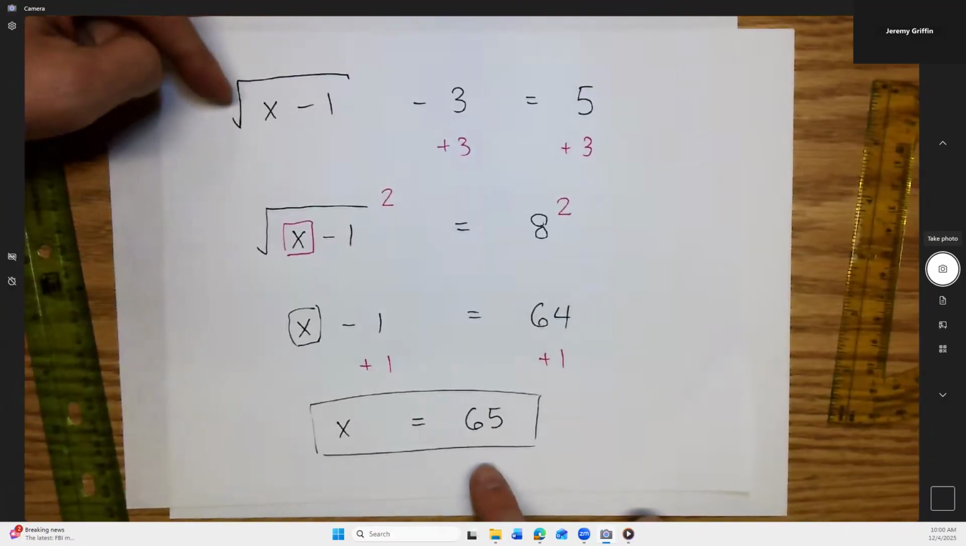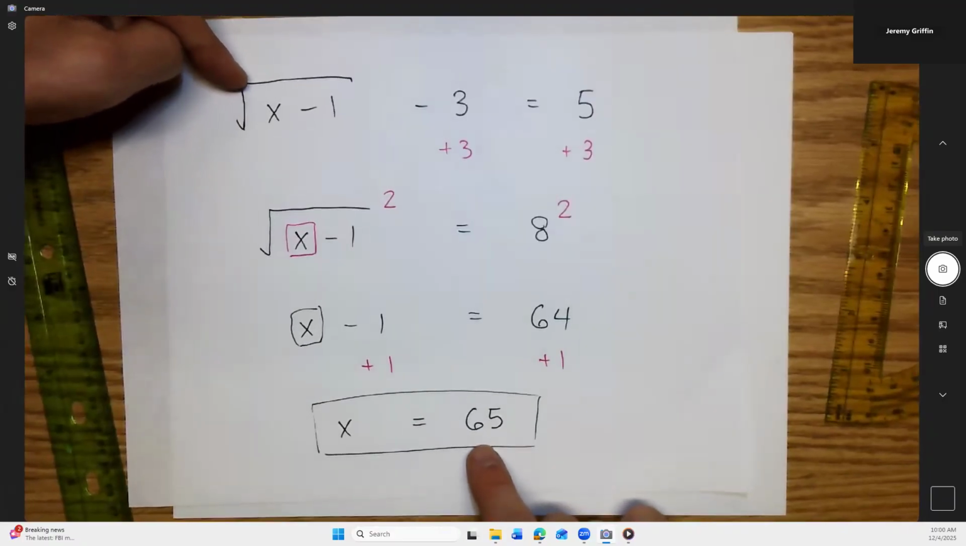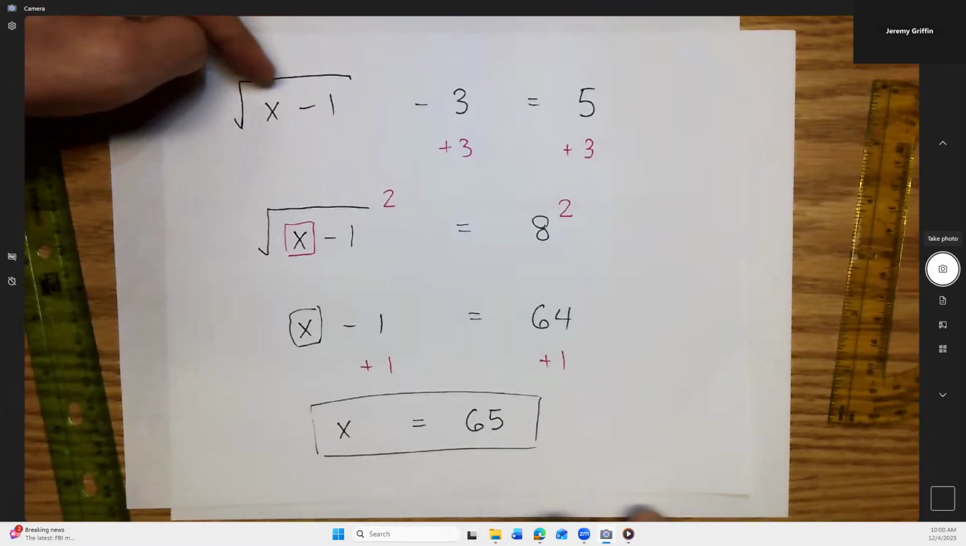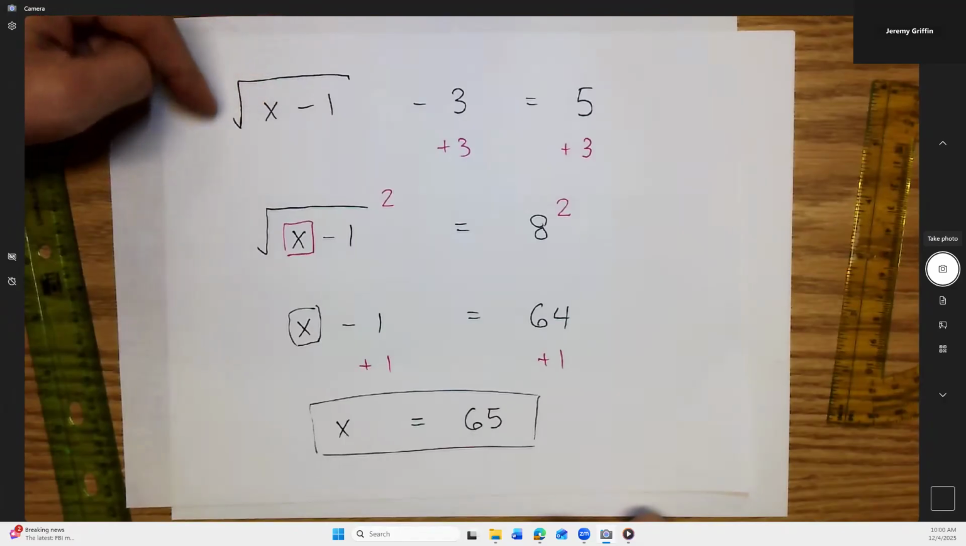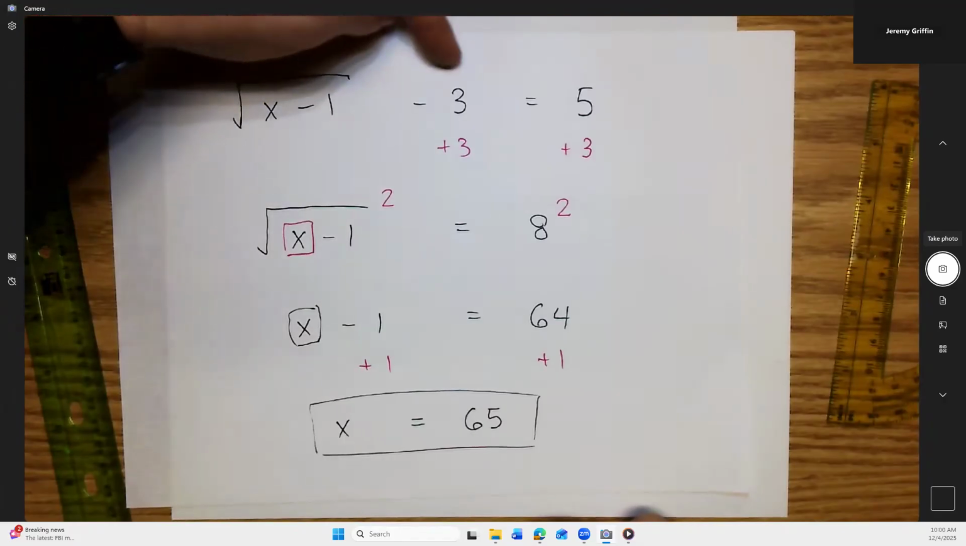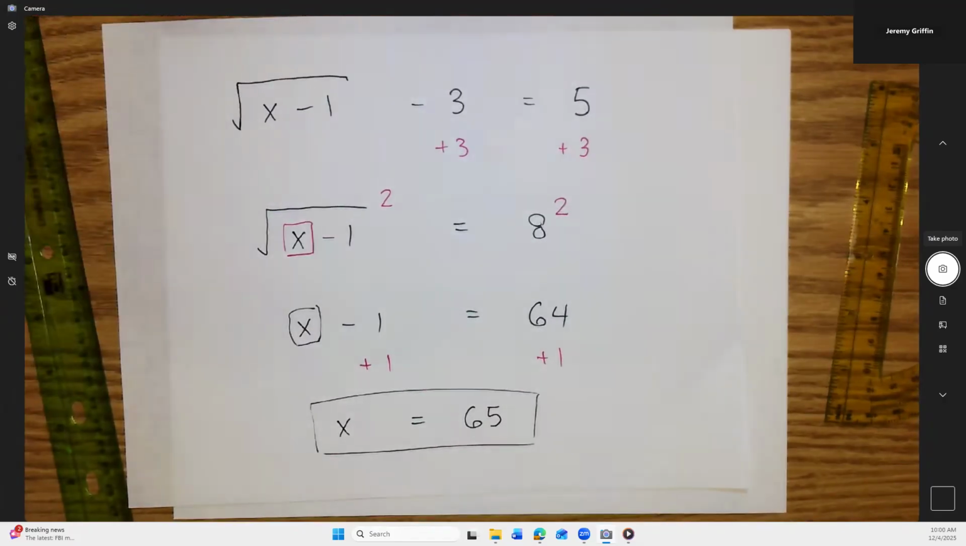Here, let's check that. If you plug 65 into the original statement, does it make a true statement? What's 65 minus 1? 64. What's the square root of 64? 8. 8 minus 3? It's 5. Yeah, it checks out.